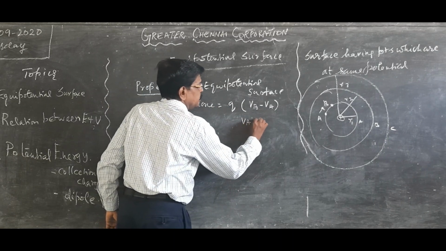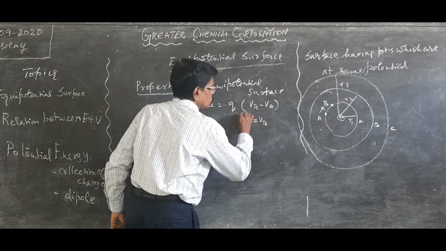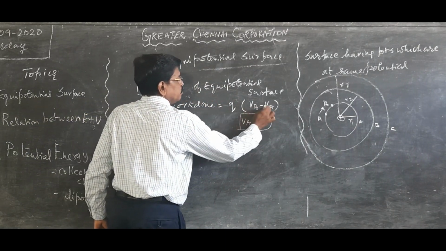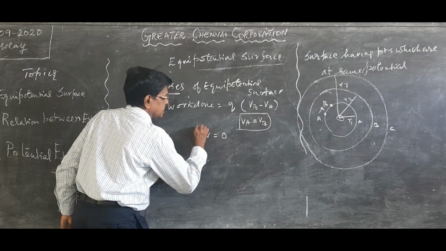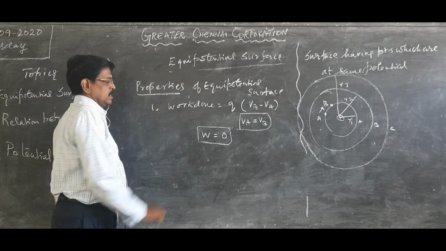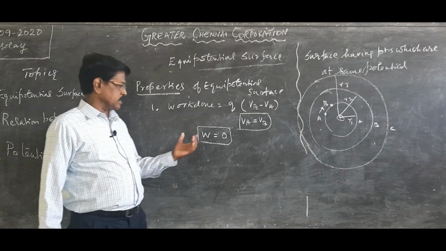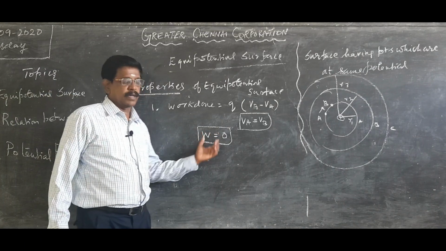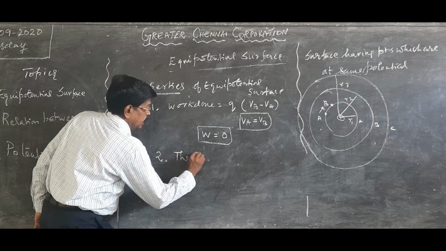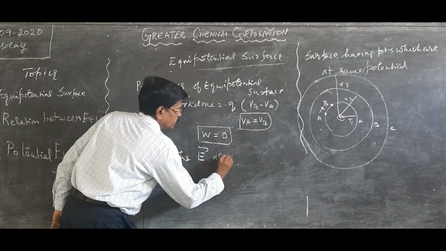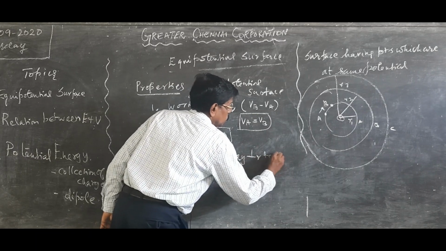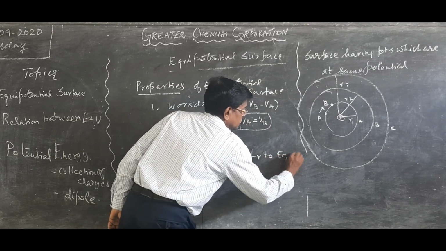Now in this case, we have assumed the equipotential surface, so the potential remains the same, VA equal to VB. Then if you substitute this condition here, both will cancel. So what you will be getting is the work done is 0. Now we can say this is the first property: the work done along the equipotential surface is 0. This is property number 1. Property number 2: the electric field E vector is always perpendicular to the equipotential surface.